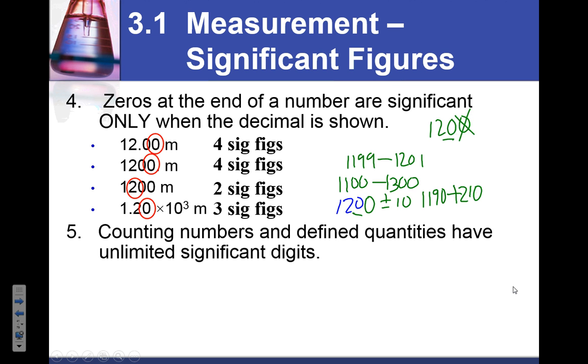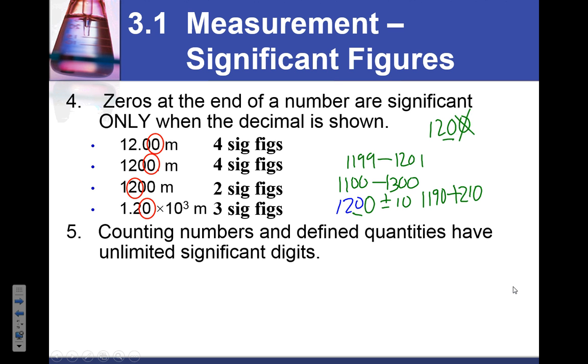Now our last rule doesn't deal with zeros. So we've got the 3 rules with zeros. Zeros at the left never count. Zeros in the middle always count. Zeros at the end count if there is a decimal. So what happens in other situations that we might run into? Well, that's where Rule 5 comes in. These handle the other types of numbers we're going to see in chemistry.